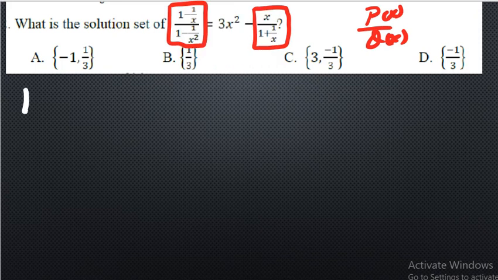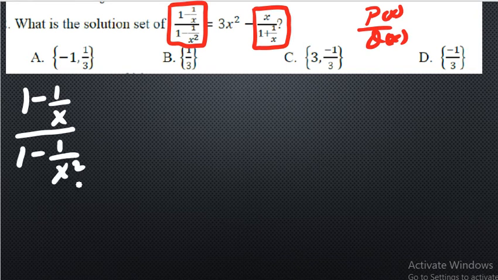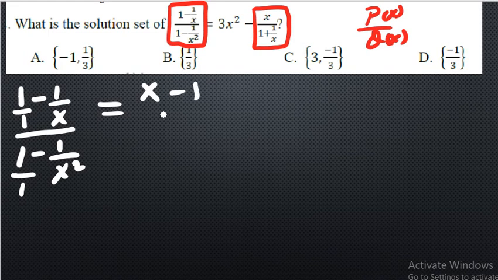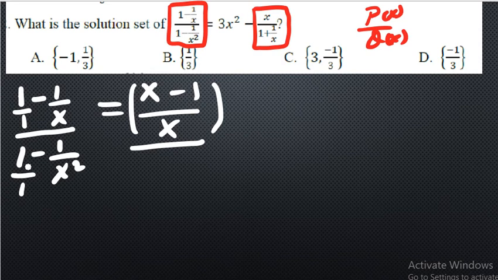First one, it says 1 minus 1 over x, the whole over 1 minus 1 over x squared. This is the numerator, and this is going to be the denominator, the down part. So how to subtract this one? 1 means just 1 over 1. Here also it's over 1. By crisscross, 1 times x is x minus, and 1 times 1 is 1, the whole over x. That is the numerator part. In the same manner here, crisscross, 1 times x squared is x squared minus 1, the whole over x squared, which is the denominator part.